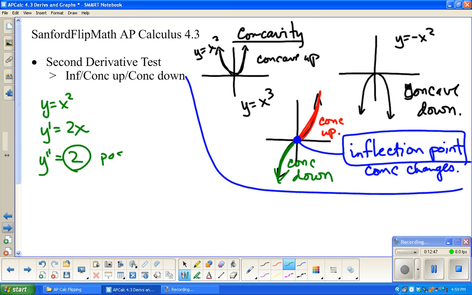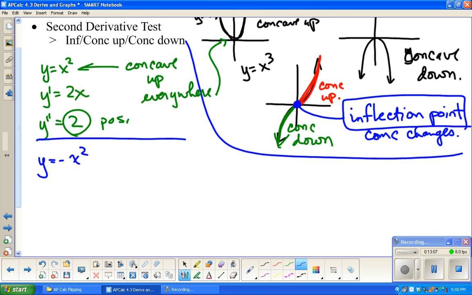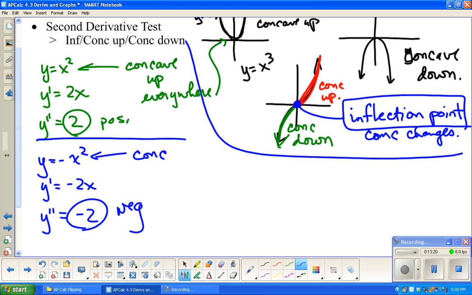This value is a positive number. And note that this one is concave up everywhere. Okay, well, what if I had the other one, y equals negative x squared. Again, derivative would be negative 2x. Second derivative would be negative 2. This is a negative number, and this graph is concave down everywhere.